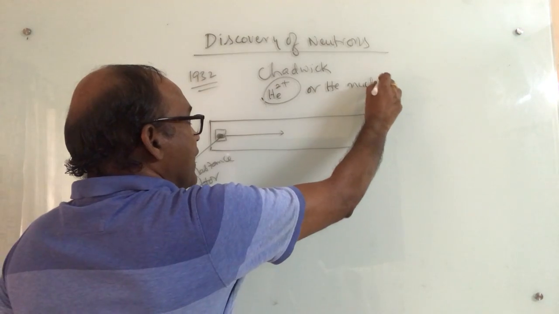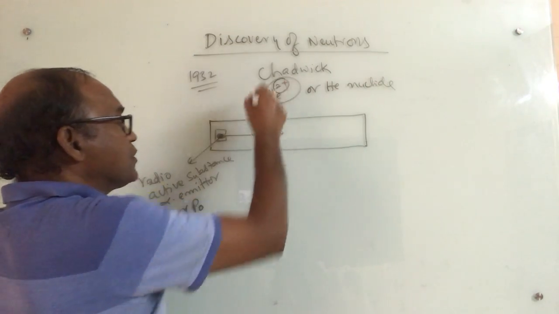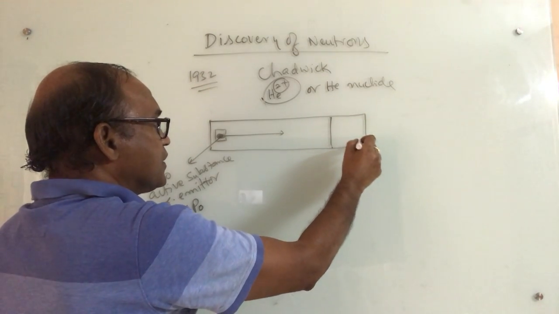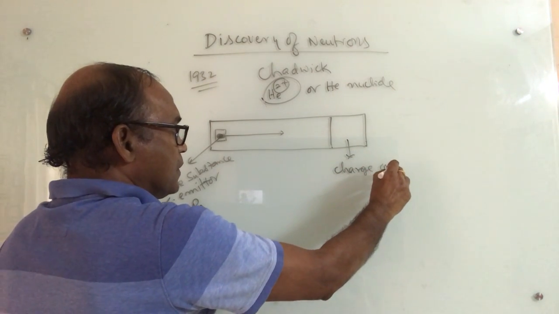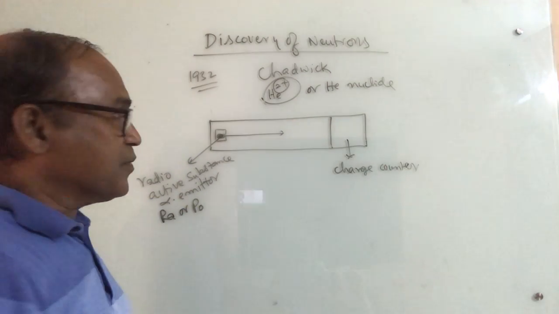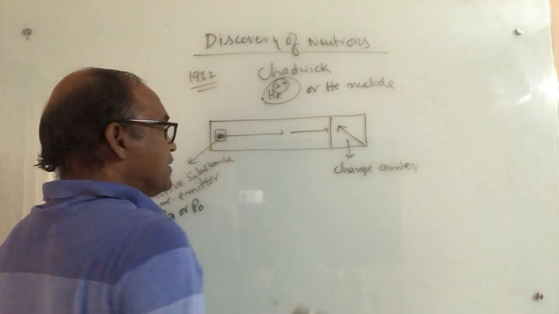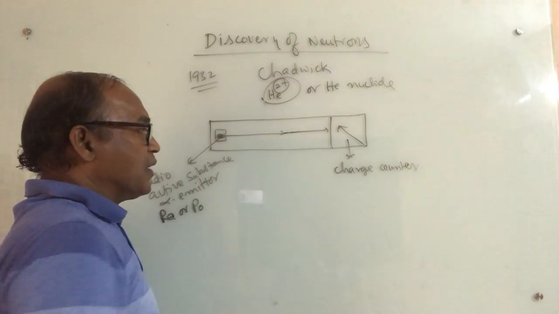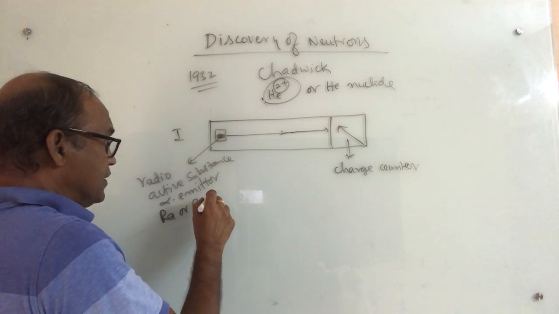that we can say nuclide or nucleus. It has a 2 units positive charge. There is a charge counter here. Once charged particles are allowed to fall on this, there is a deflection. That clearly indicates that charged particles are falling on this counter. So that is the first observation from this experimental setup.